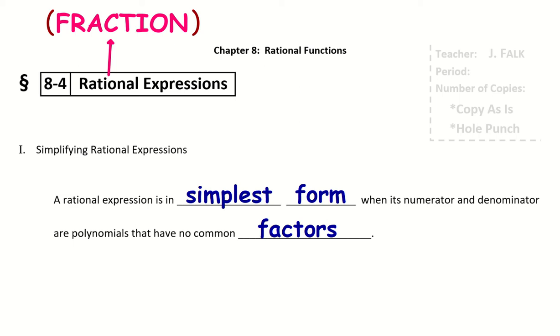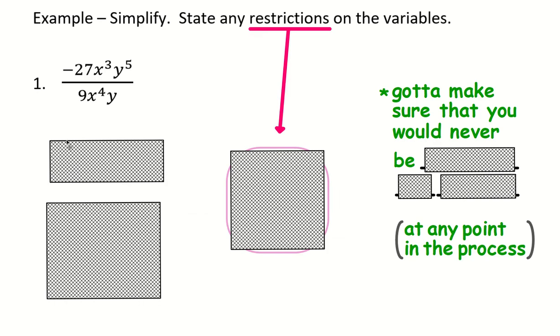Remember, when you cancel things in a fraction, when something in the numerator and something in the denominator cancel out, those have to be factors. It's factors that are canceling to make a fraction simpler, or in simplest form, okay? But anyway, let's see this in action.